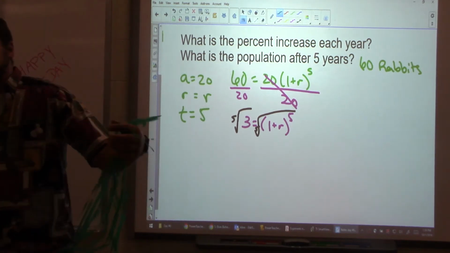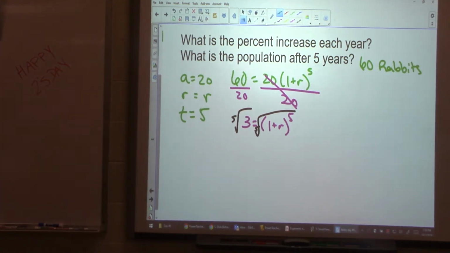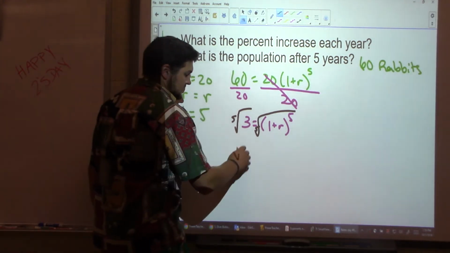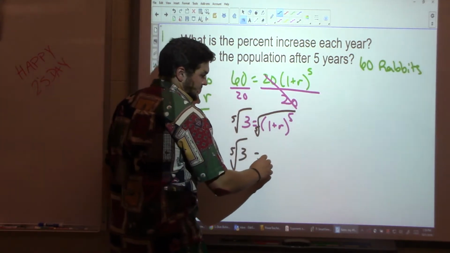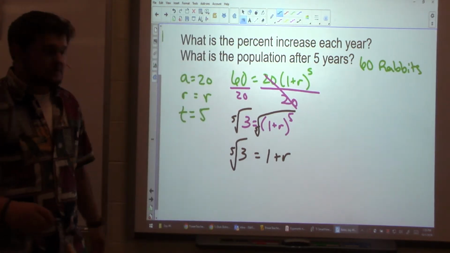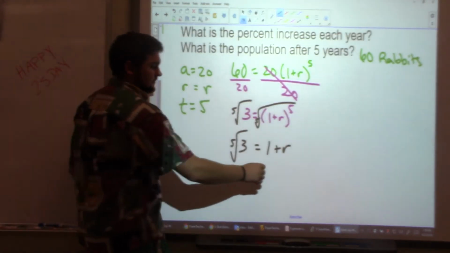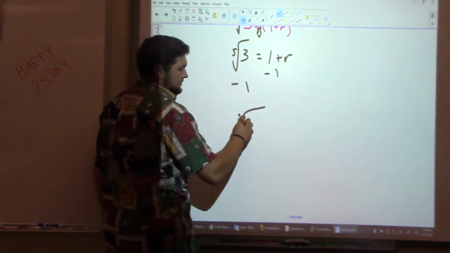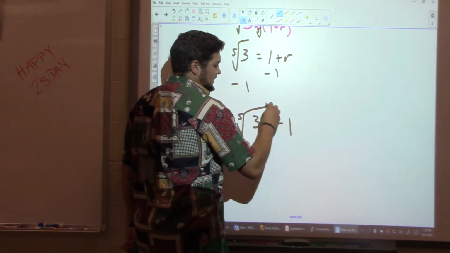Now, you could put the fifth root of 3 in your calculator right now, but I would wait. That's just me. I don't want to round. So I'm just going to write the fifth root of 3 equals 1 plus r. What's the last thing I'm going to have to do? Subtract 1. So in your calculator you can put the fifth root of 3 minus 1.